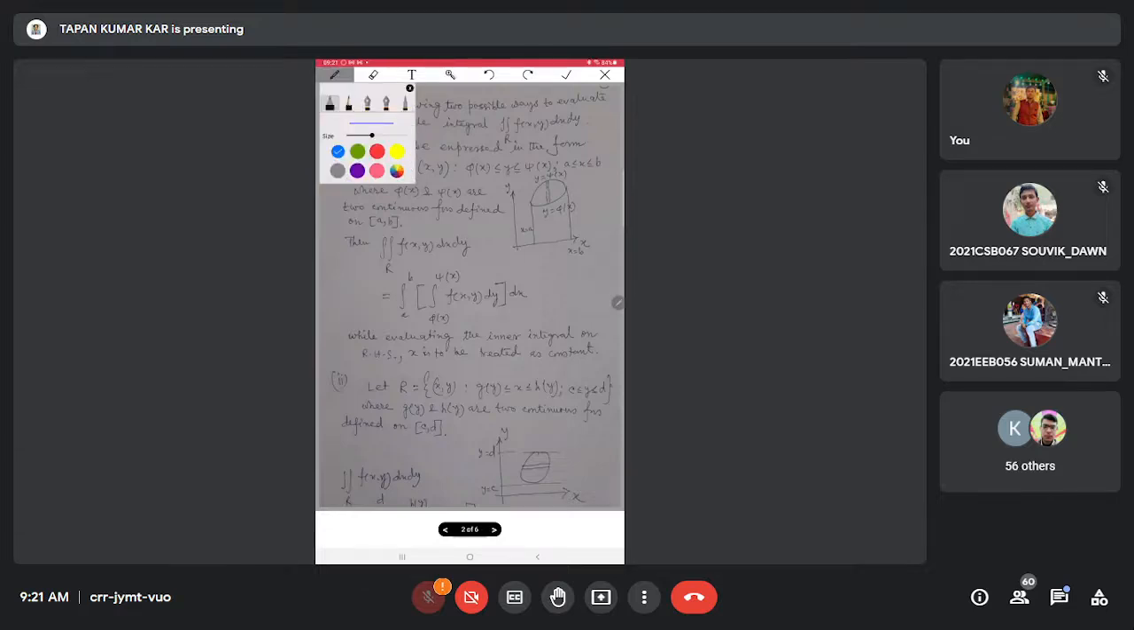How to evaluate the double integral. First, we have derived the double integral. Now we will check how to evaluate it. As I told you, it is not that for a given problem you divide it into sub-regions and then take the limit. We have derived the formula that this is the double integral for a function over a region R. Now, how to evaluate this double integral?